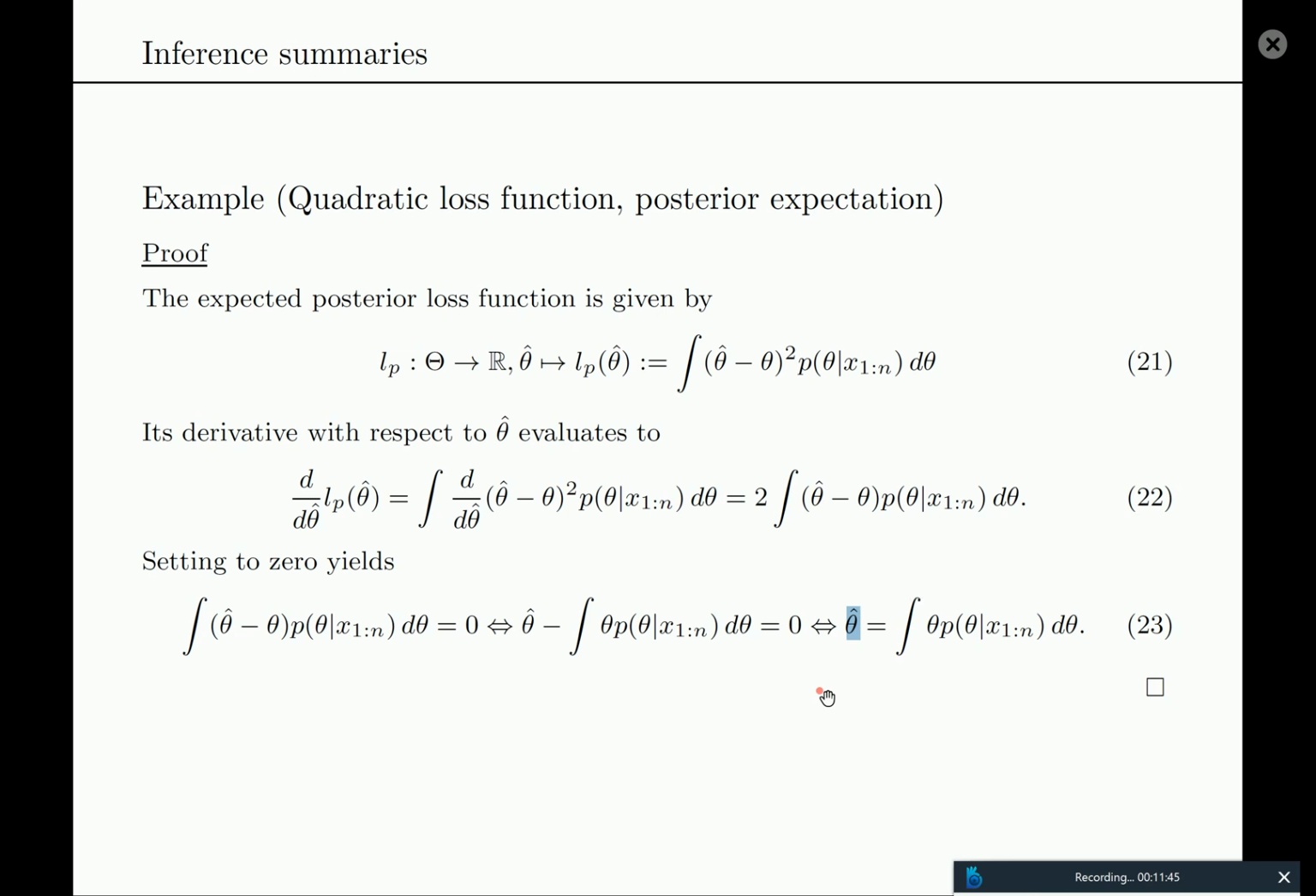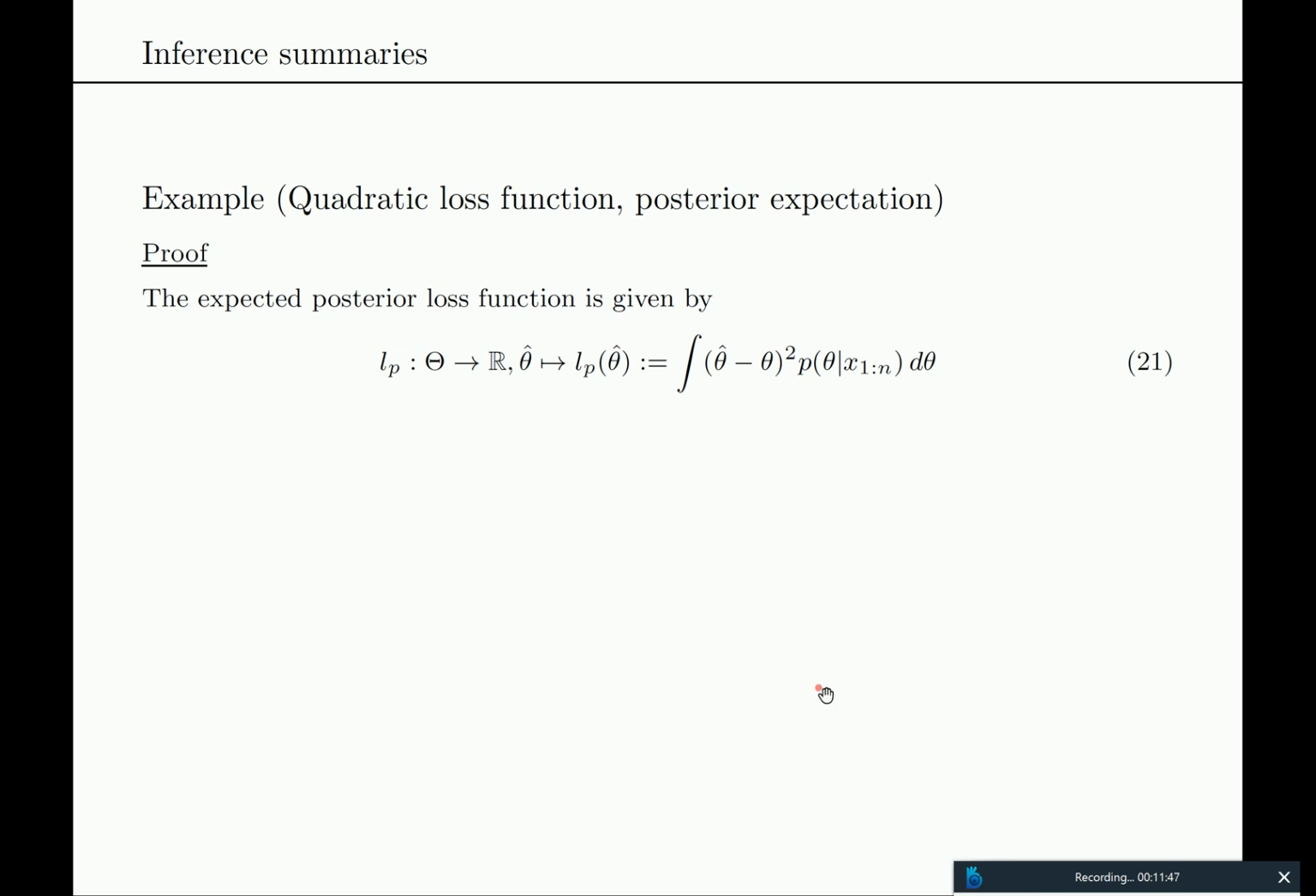So the point here is you have a posterior distribution, and you now want to give, instead of just saying this is my posterior distribution over the parameter, I want to give someone a single number.